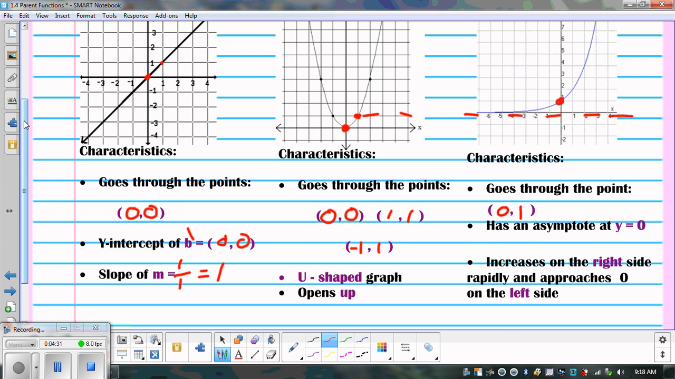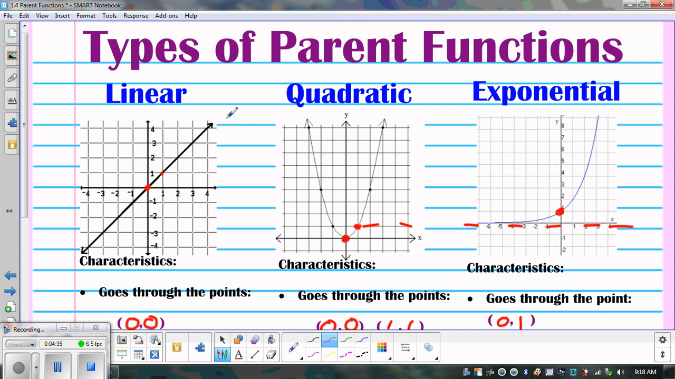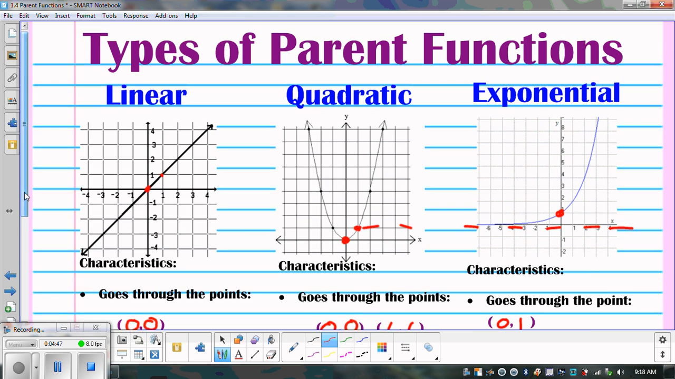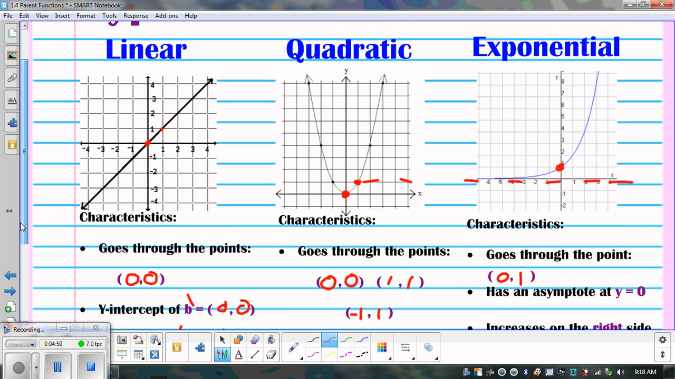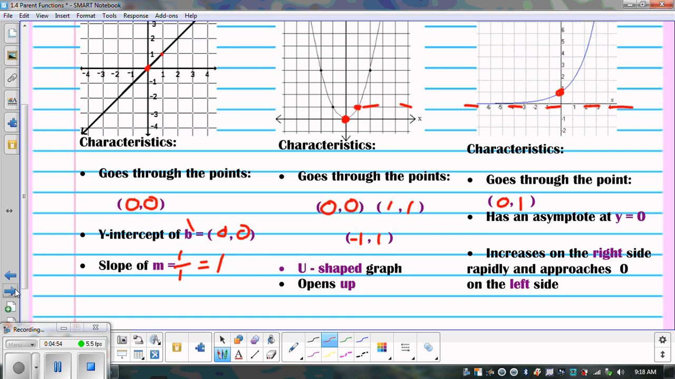So these are the three different types of functions we're going to be looking at. Linear makes a straight line. Quadratic is the U-shaped parabola. Exponential increases rapidly and rather sharply, much more than the other two graphs. So once you take a moment, you have the three examples of the graphs drawn and some characteristics of each one written down. Go ahead and move on to the next slide.